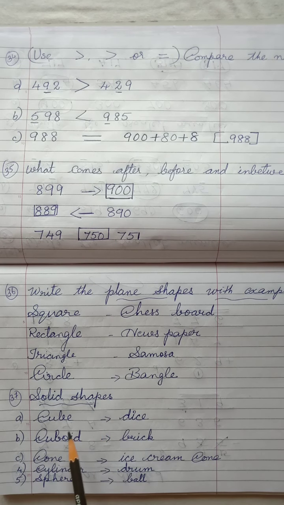Next one, solid shapes. Which are the solid shapes? Cube, cuboid, cone, cylinder and sphere. Sphere example, ball. Cube example, dice. Cuboid example, brick. Cone example, ice cream cone. Cylinder example, drum. Sphere example, ball. Not bangle. Clear?